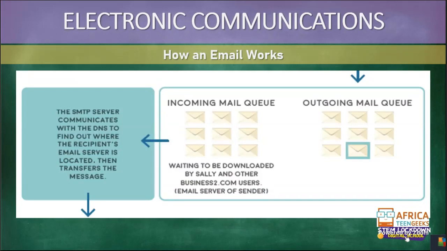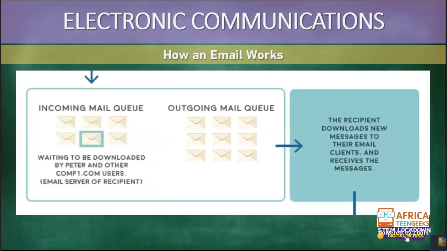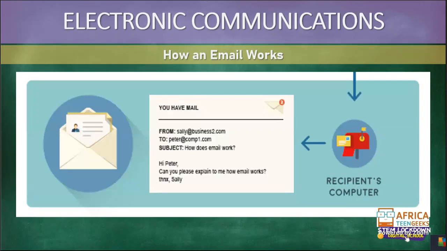And on the server, let's say, for instance, this is Gmail, then it awaits the recipient to download it, right? So the recipient will get a notification that there is a new email. And then if the recipient downloads it, then it's sent to the recipient's computer. Right, so the process in 4 steps.